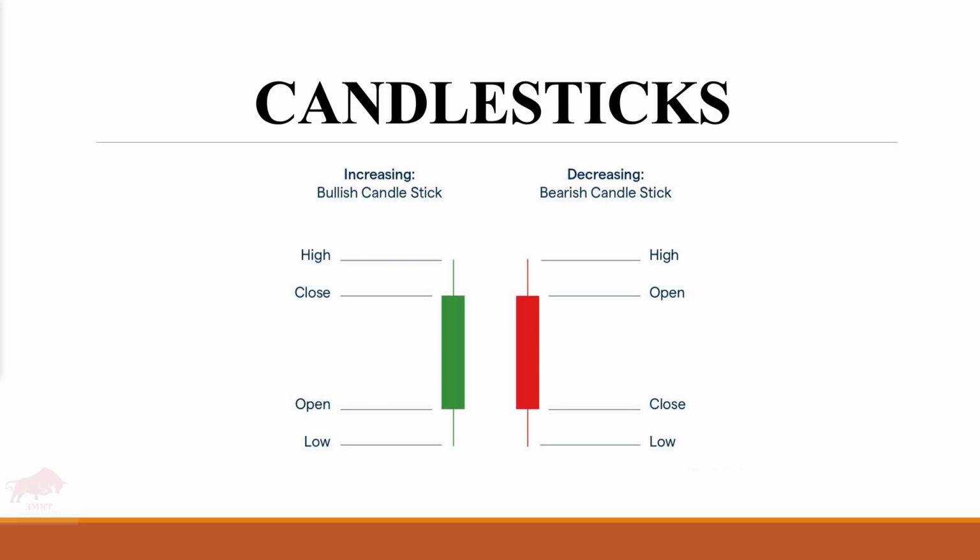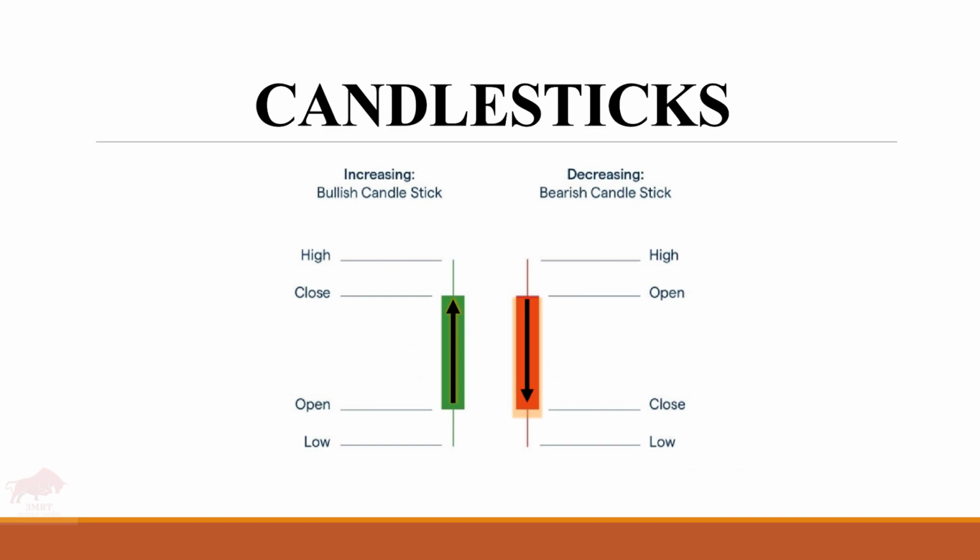Bullish candlesticks, typically represented in green or white, indicate that the closing price is higher than the opening price. They suggest buying pressure and potential upward movement in prices. On the other hand, bearish candlesticks, usually shown in red or black, signify that the closing price is lower than the opening price, indicating selling pressure and potential downward movement.